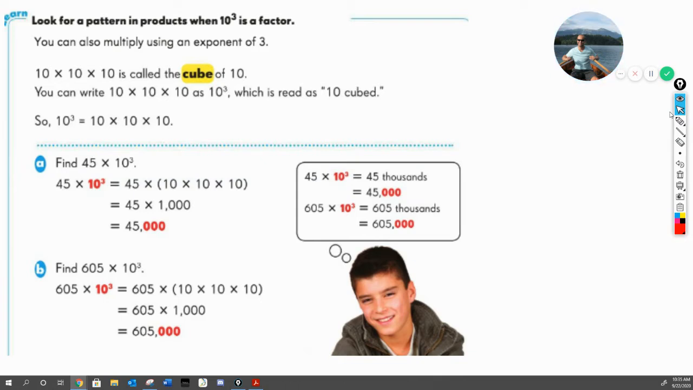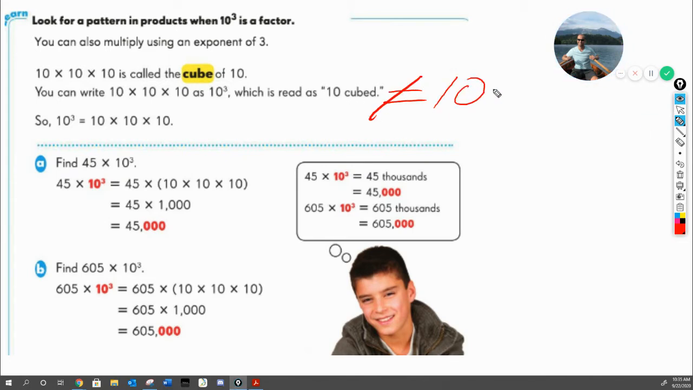Either one is acceptable. So 10 cubed, once again, does not equal 10 times 3. No. 10 to the third equals 10 times 10 times 10. 10 is a factor 1, 2, 3 times, which equals what? You know what that equals. 1,000.